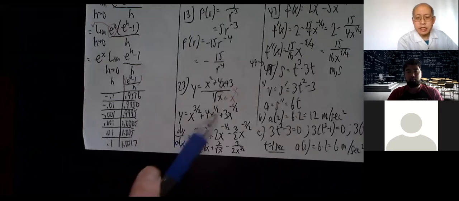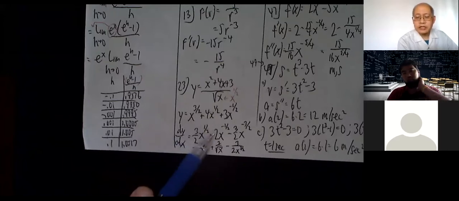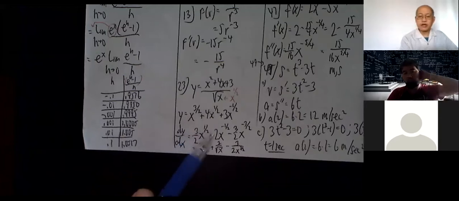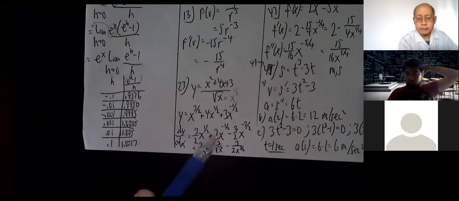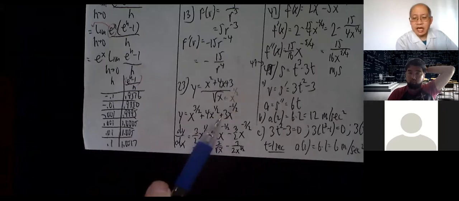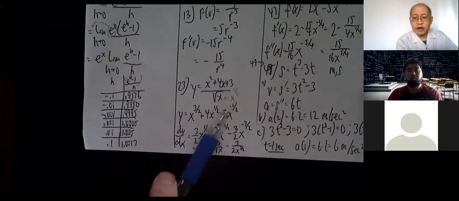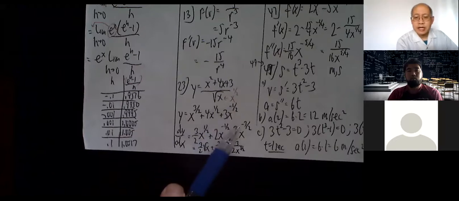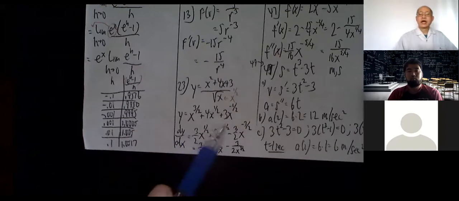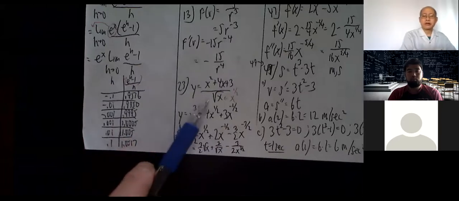This one plus 1/2 times 4, 2. X to the 1/2 minus 1 is negative 1/2. Plus this one, negative a half times 3 is negative 3 halves. X to the negative 1 half subtract 1 is negative 3 halves. And again, don't leave negative exponents in the answer because the original didn't.